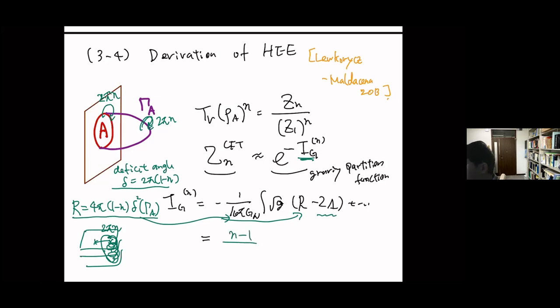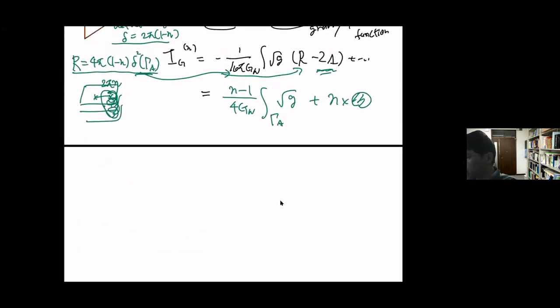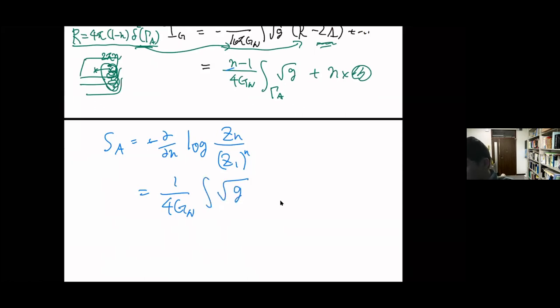If we do that, you get (n minus 1) over 4 G Newton, and its integral over the full space is localized on gamma A because of the delta function. You have a conical angle only at this gamma A, along this line. So the curvature is delta-functionally localized here, with the square root of g. There are some other contributions, but these are always n times something. Anything proportional to n does not contribute to entropy, it's extensive. Then finally, the entanglement entropy is computed from the log of the n-th power. You can just take the derivative, and you have a minus sign here, but this is also a minus sign, so they cancel. In the end, you get the integral over gamma A divided by 4 G Newton. So this is just the area of gamma A over 4 G Newton. This is almost the same as the holographic entanglement entropy.